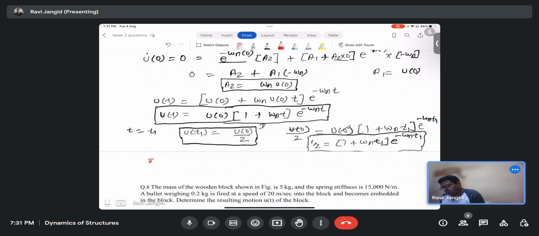1 by 2, 1 plus 2t1 into e raised to power minus 2t1. Now you can solve this in the calculator. If you know how to solve this kind of equation, shift plus solve, then solve it and find out the t1. I'm giving you 5 minutes, find out the t1.